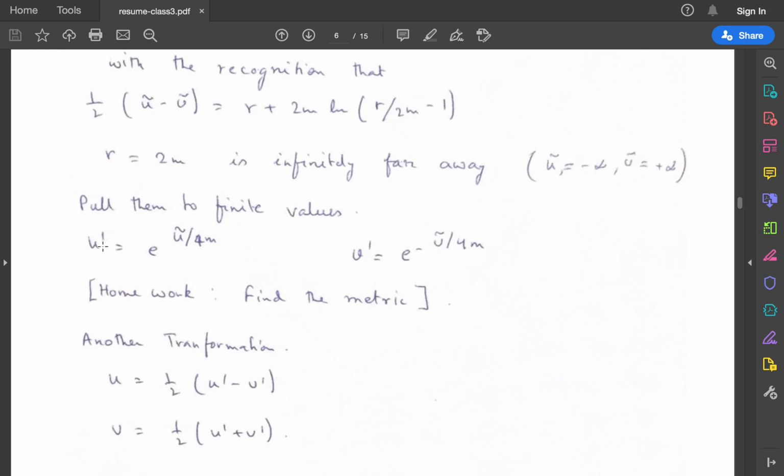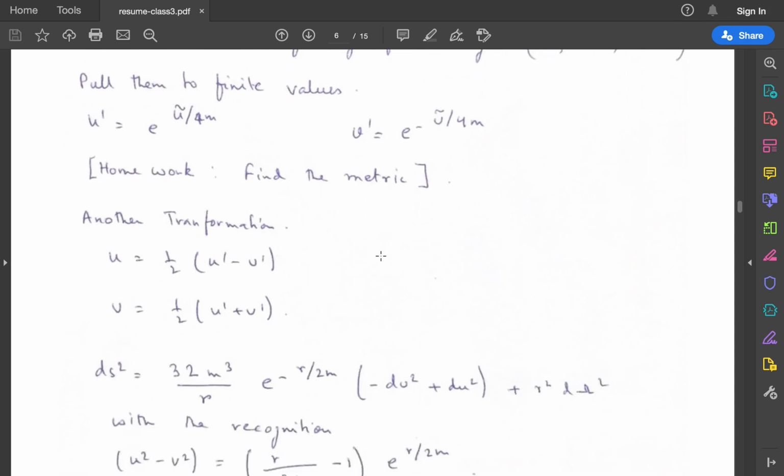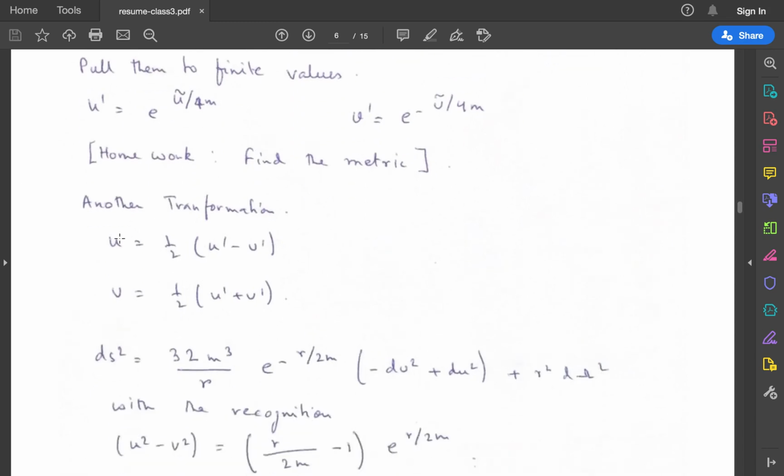I will tell you why we are not still happy with u prime and v prime coordinates in a minute. But before that, the transformation. Let us now define u to be half of u prime minus v prime, and v to be half of u prime plus v prime.